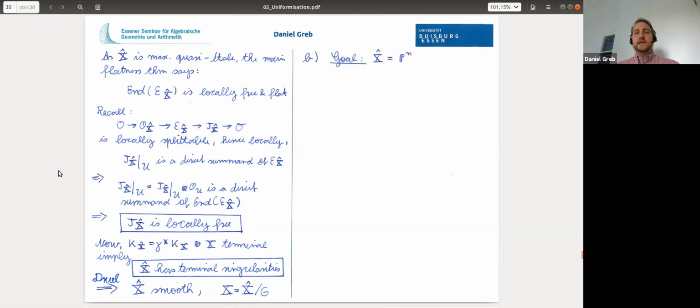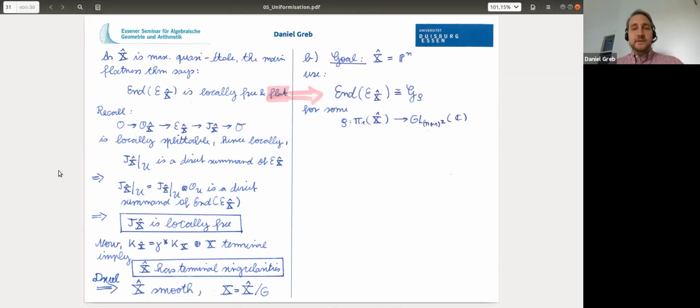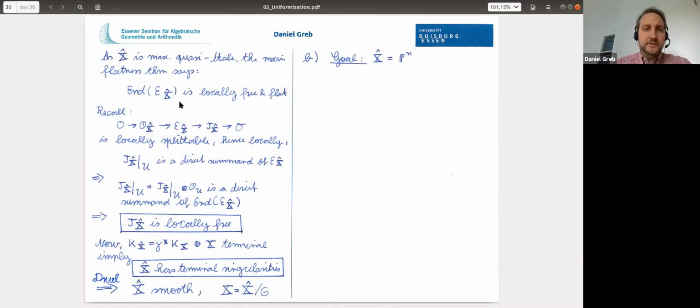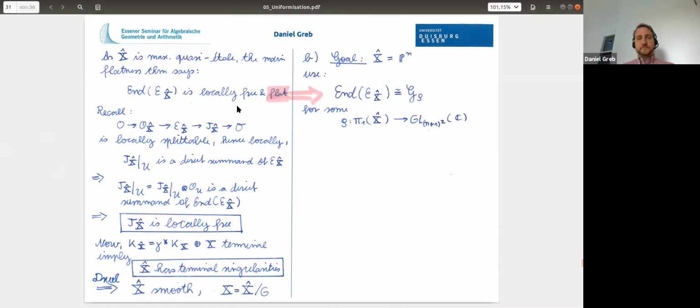And so in the second step, I want to prove that X hat is actually P^n. And that's much easier than you think it would be, due to the theorem of Kobayashi-Ochiai. So let's do it. Up to this point, I only used that the endomorphism sheaf of E X hat is locally free. Now I'm using flatness. So I know that this is isomorphic to a sheaf of the form G rho for some representation rho.